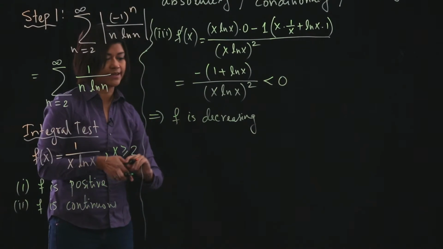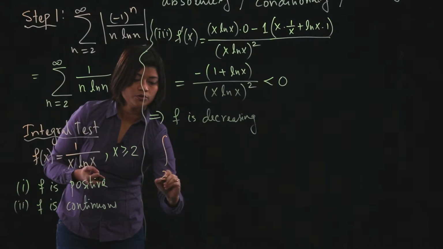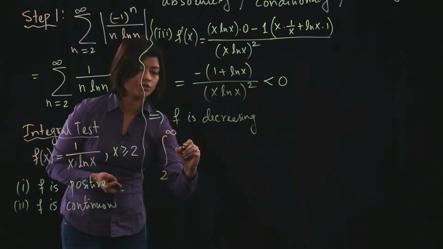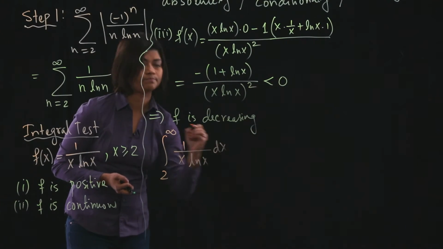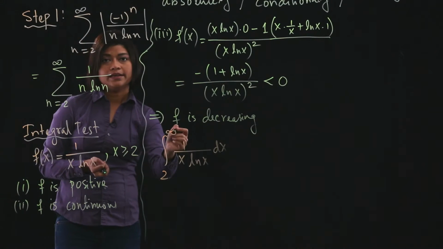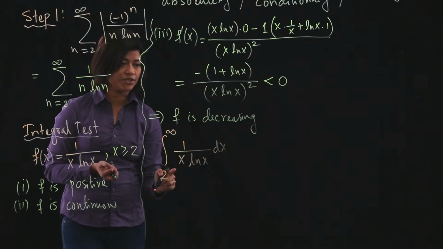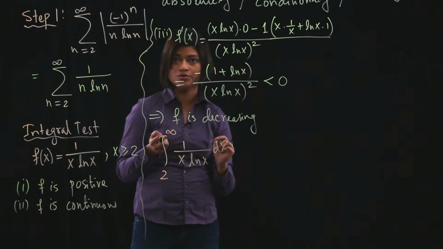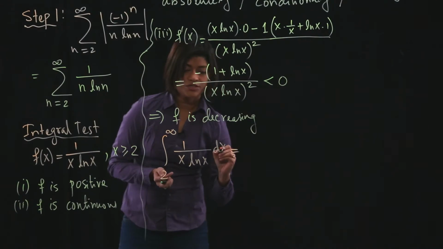So what does the test say? You have to integrate from 2 to infinity of this function, 1 over x ln of x dx. Okay, notice that one of the limits is infinite, and therefore this is an improper integral, which means you have to use the limit definition. So let's do that.